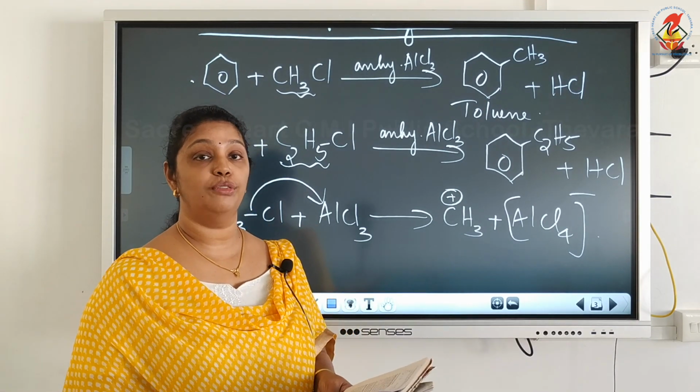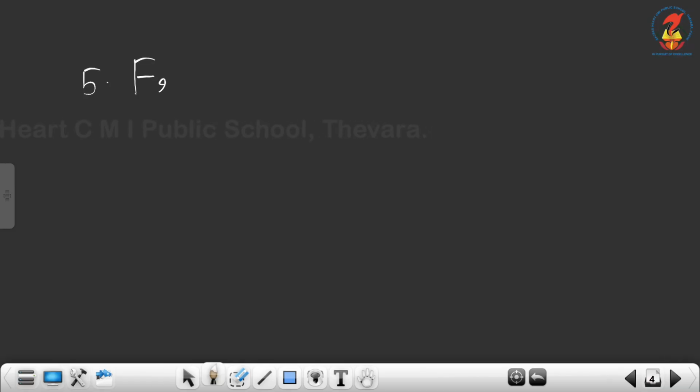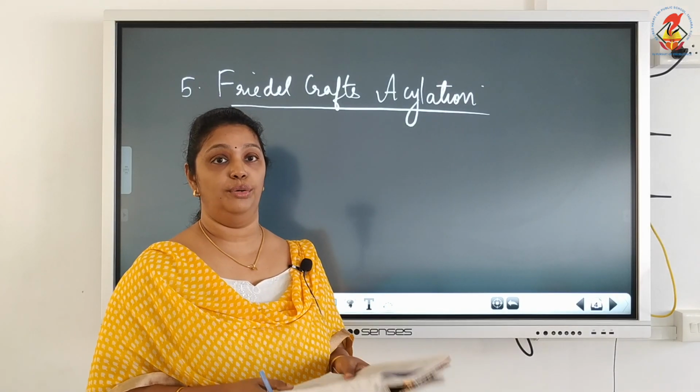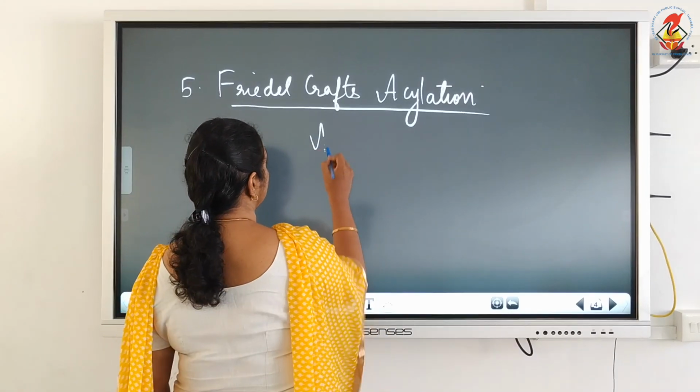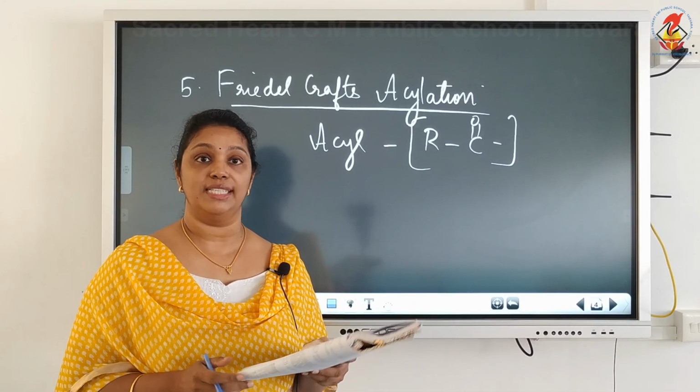Now the last electrophilic substitution reaction is number 5, that is Friedel-Crafts acylation. Here it is the introduction of an acyl group. The acyl group is RCO. This is our acyl group. Introduction of RCO, that is the acyl group. Now let's see what the Friedel-Crafts acylation reaction is.